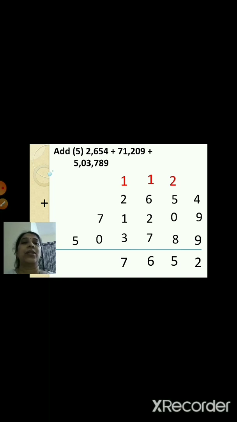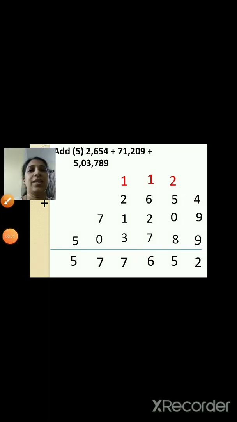7 plus 0 is 7. So 7 will come in the 10,000s place. And 5, it is as it is. So 5 in the lakhs place.